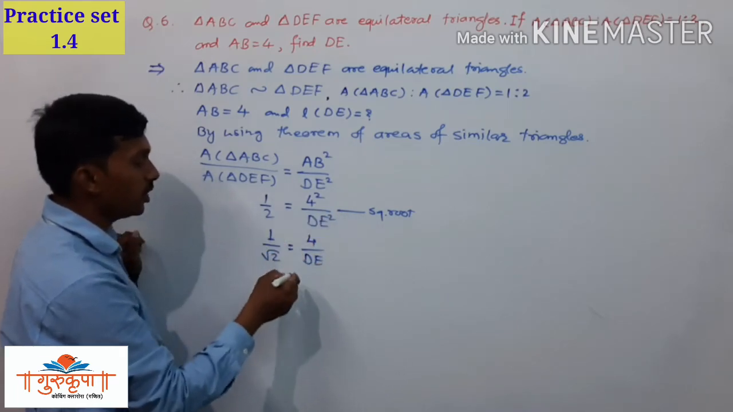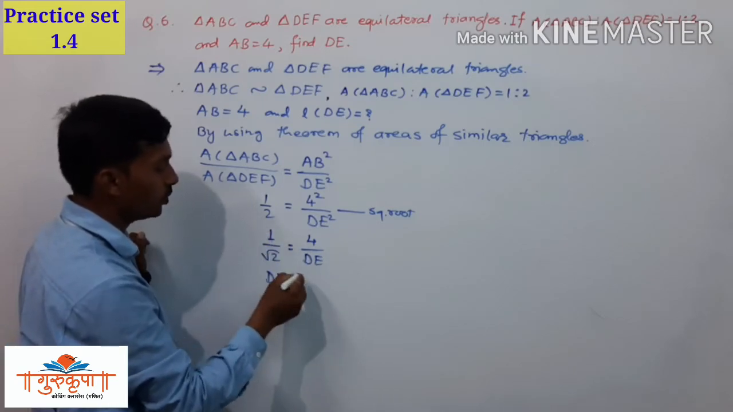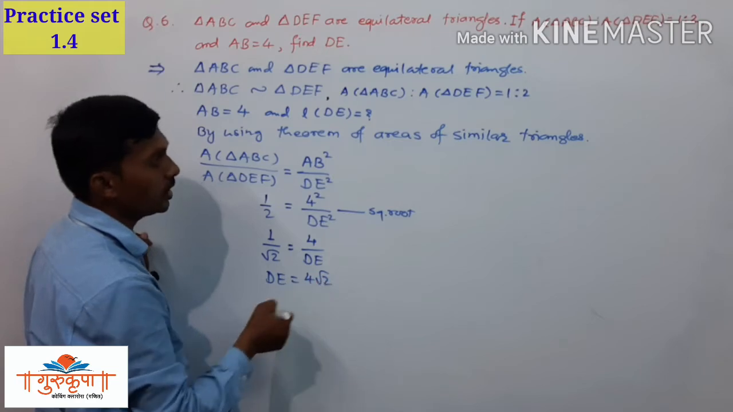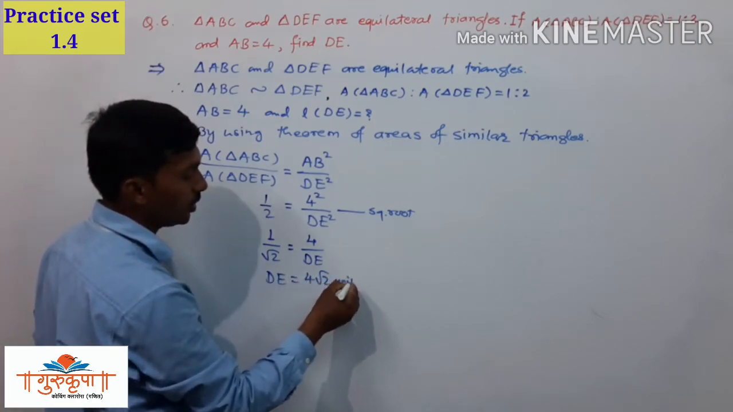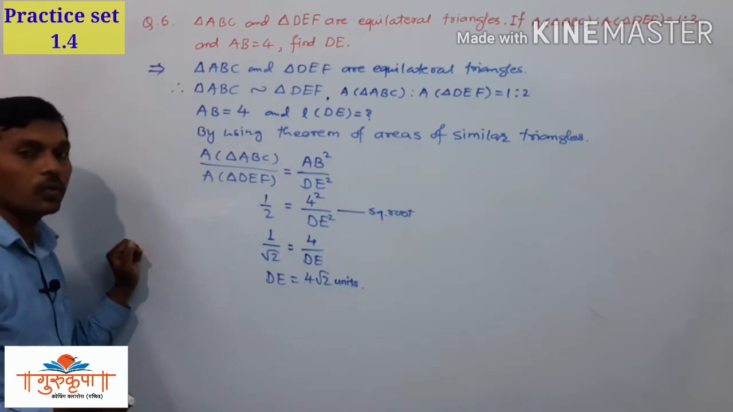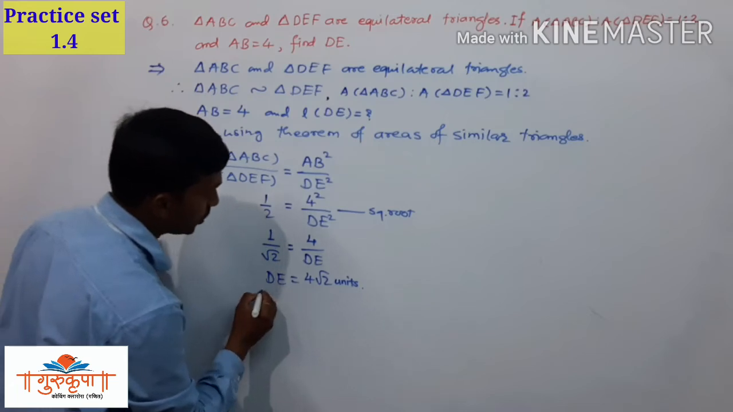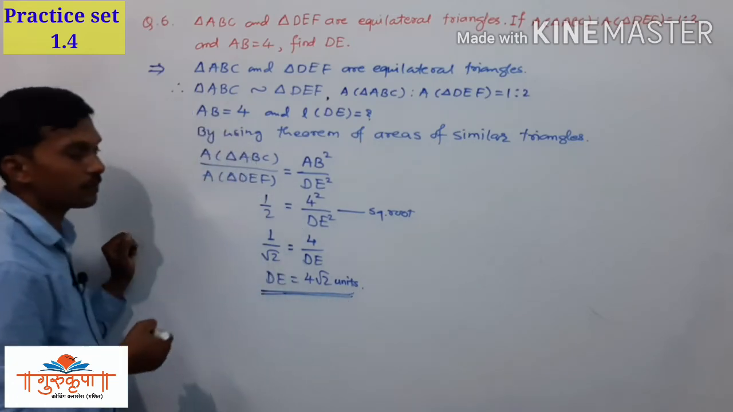Now taking cross multiplication, DE into 1, that is DE, is equal to 4 multiplied by root 2, that is 4 root 2. Since the unit is not given, we can write units. DE is equal to 4 root 2 units. So this is all about example number 6.